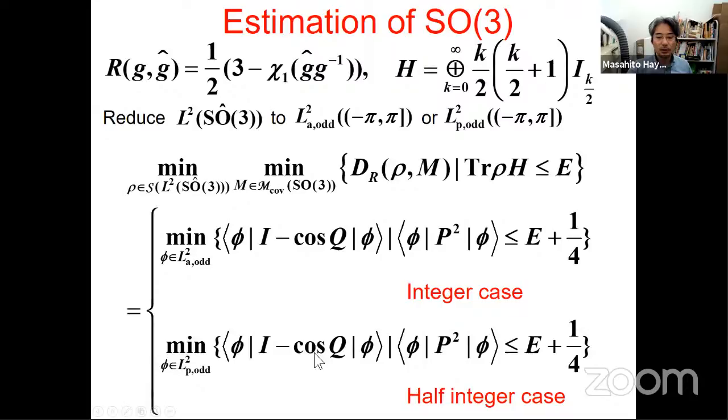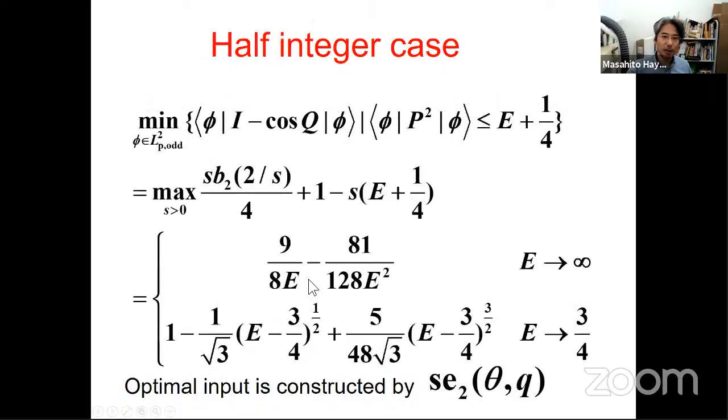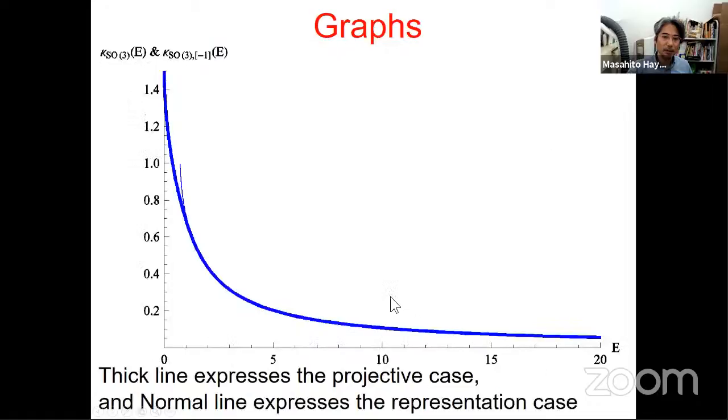So then we have two different solutions. These two solutions can be solved in the following way. The integer case is solved by this one, and the half integer case is solved by this one. But both cases have a similar graph. Sorry, this one is the projected graph, and this normal one is non-projected. This is the usual representation, and this is the projected case.